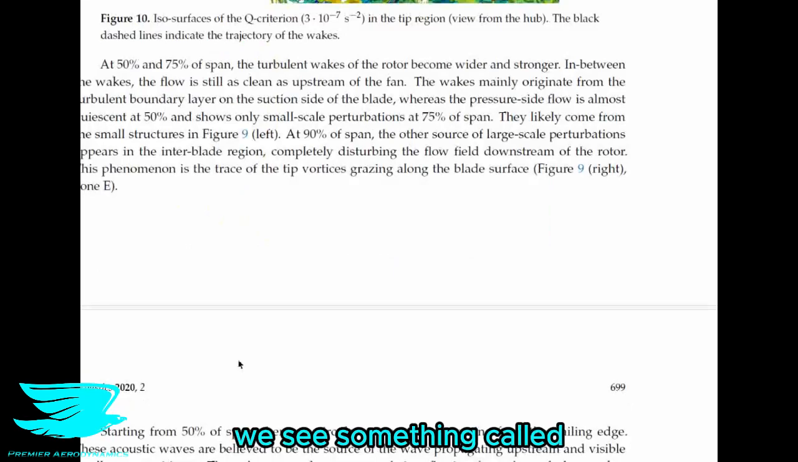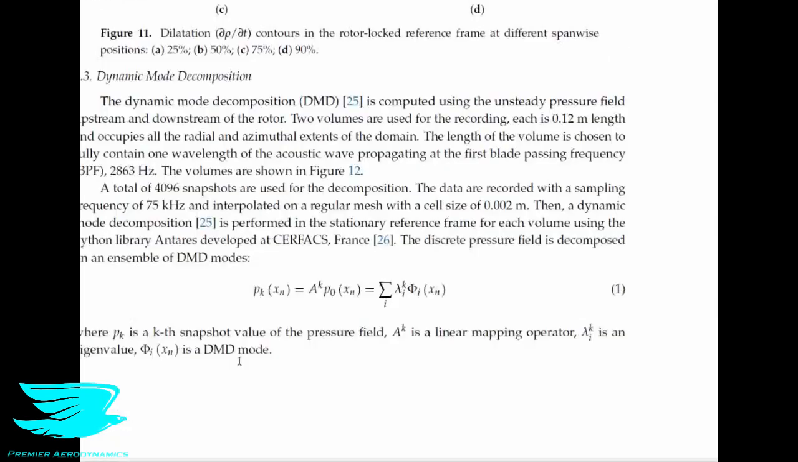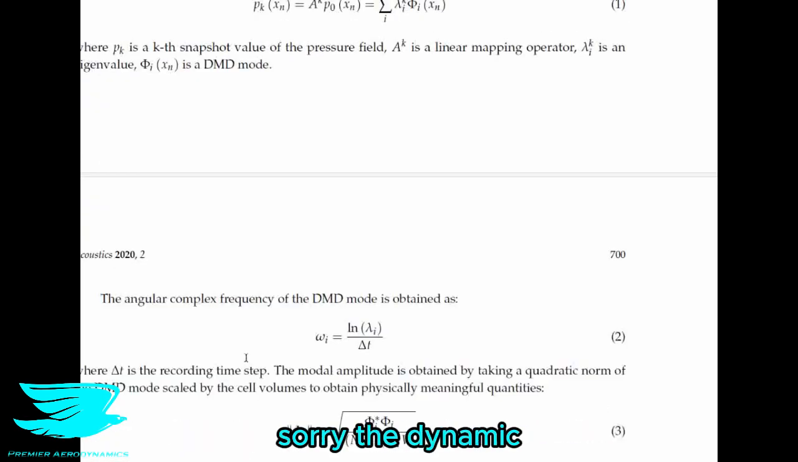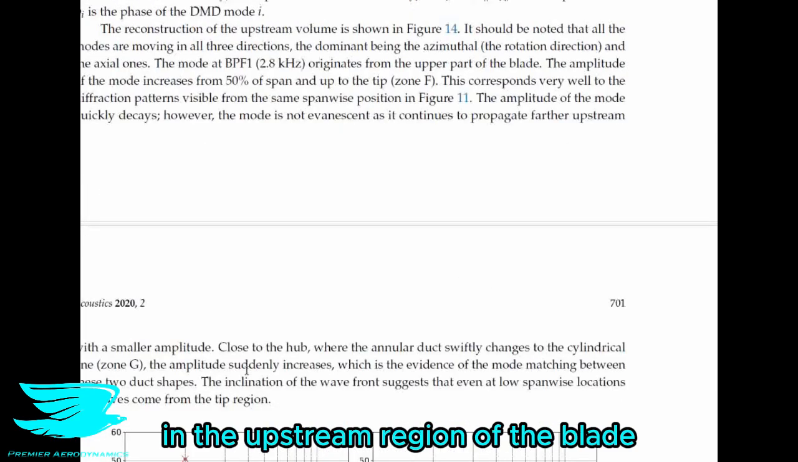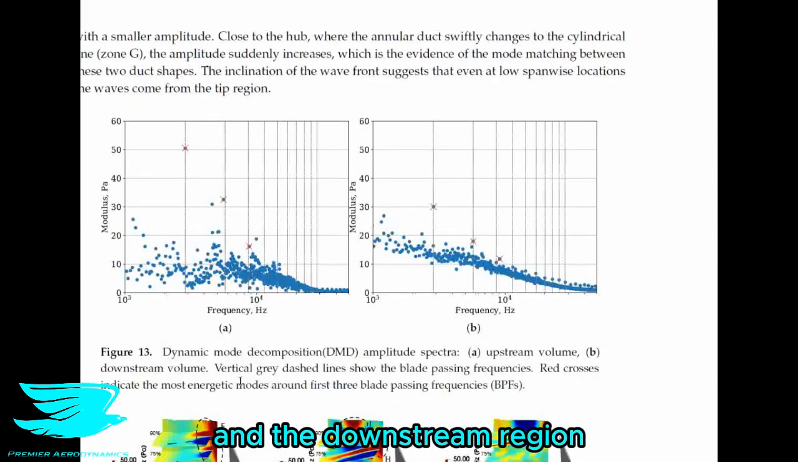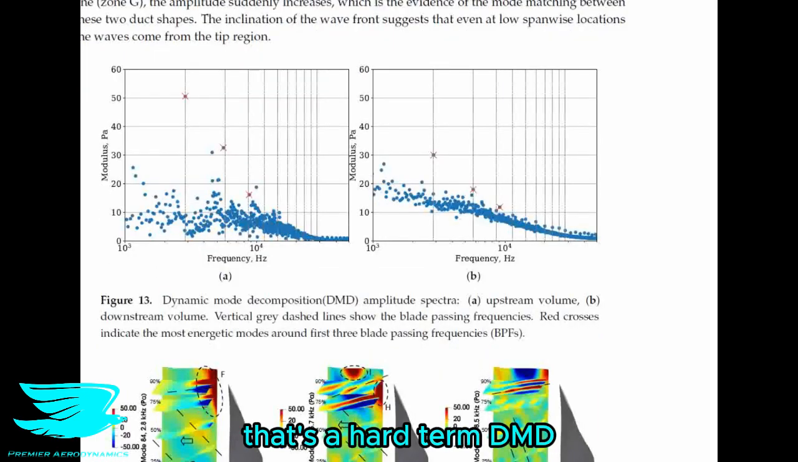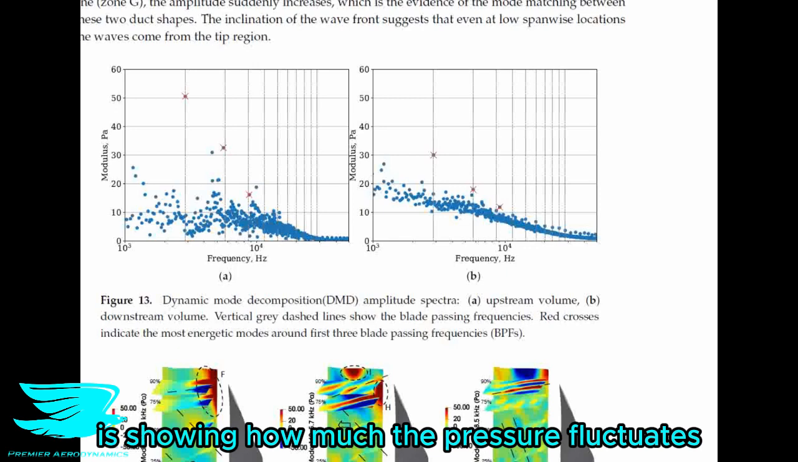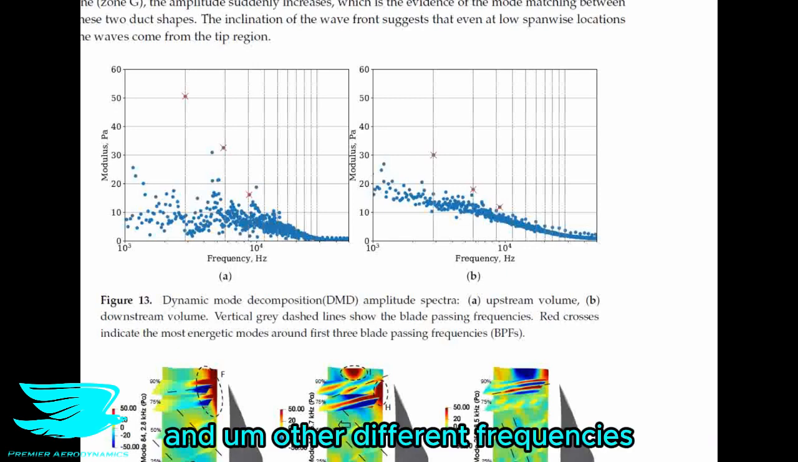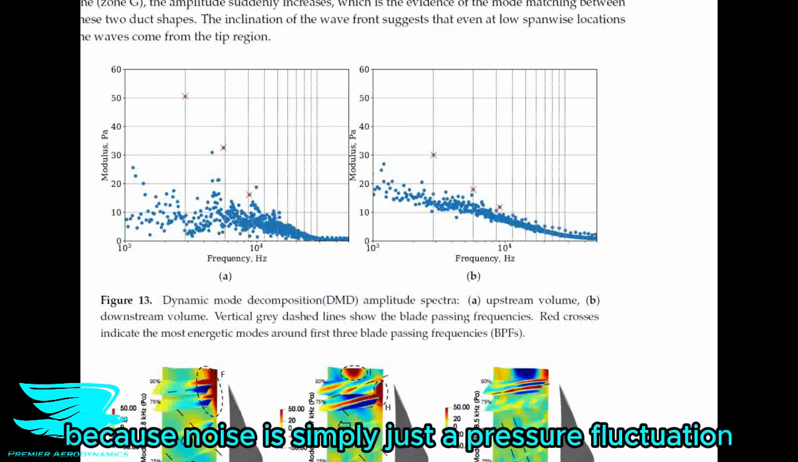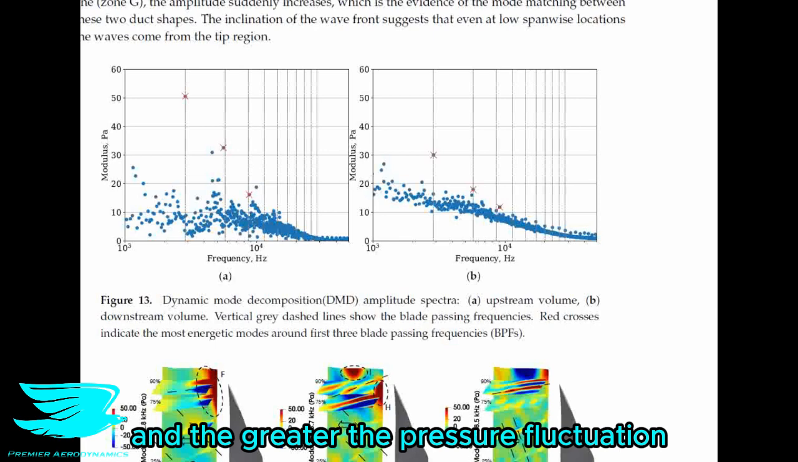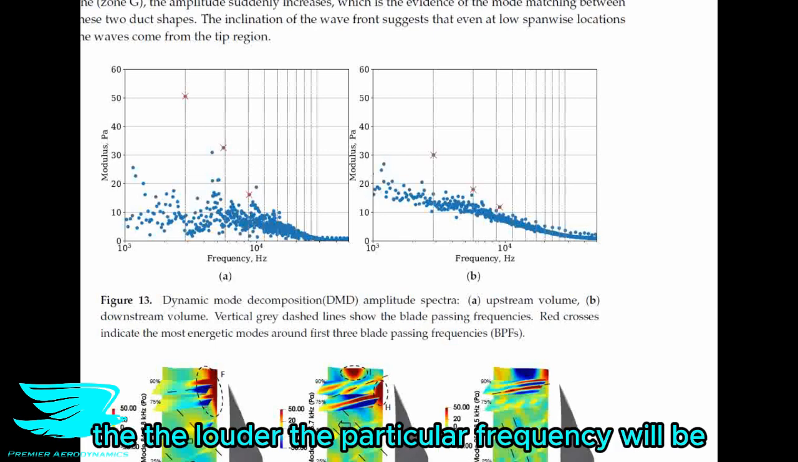In figure 13, we see something called the dynamic mode decomposition in the upstream region of the blade and the downstream region. That's a hard term, DMD. What this is showing is how much the pressure fluctuates at the different frequencies. From this, we can get a good idea about the noise produced, because noise is simply a pressure fluctuation, and the greater the pressure fluctuation, the louder the particular frequency will be.